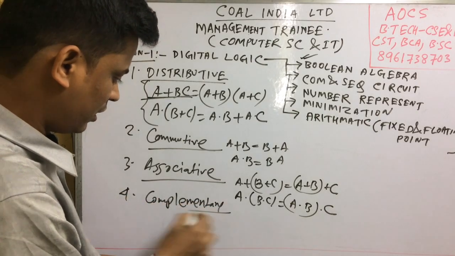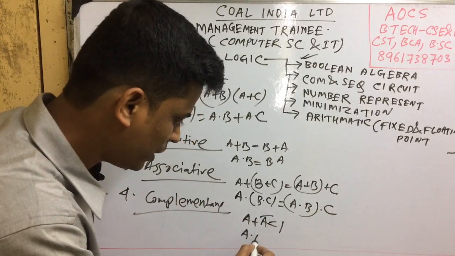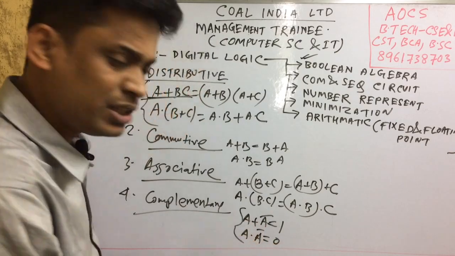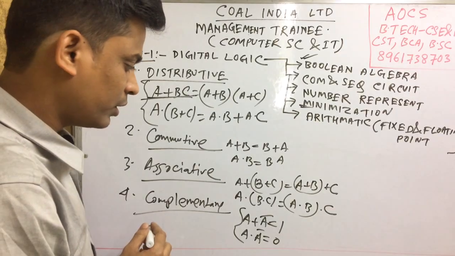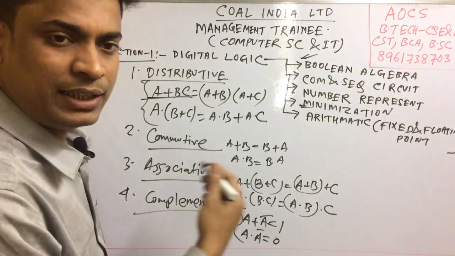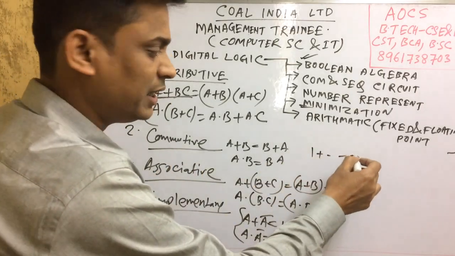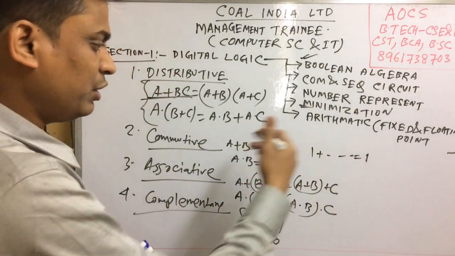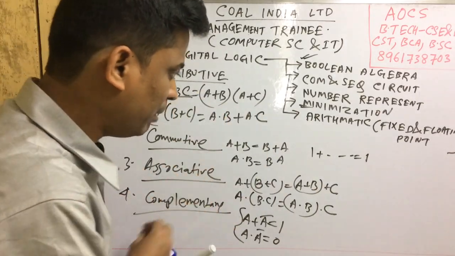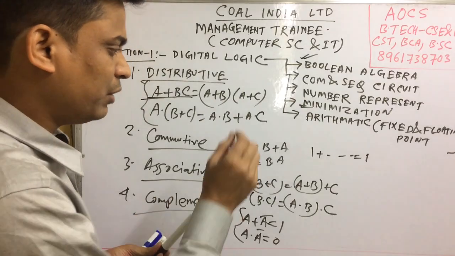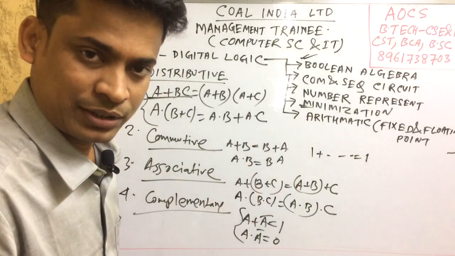Another is complementary law. In complementary law, A plus A bar is equal to 1 and A into A bar is equal to 0. This law is very important for the minimization purpose also, because if you find any example where there is any expression like 1 plus something, the result will be 1. So in your question, if an equation for simplification is given, and if one of the options is 1, then there is more chance that the answer will be 1.